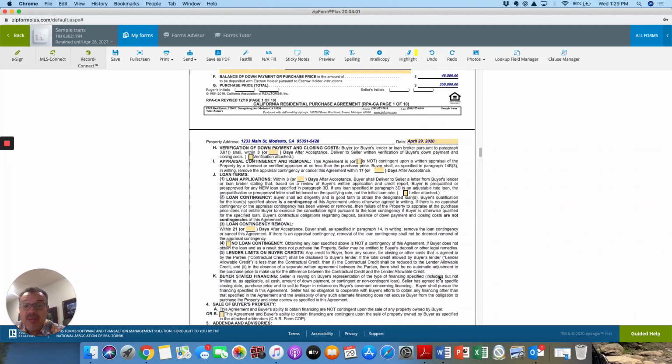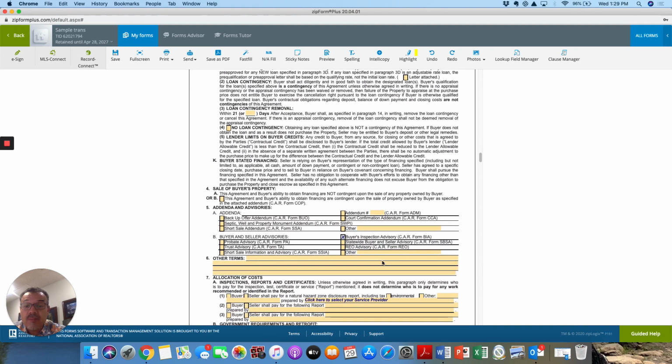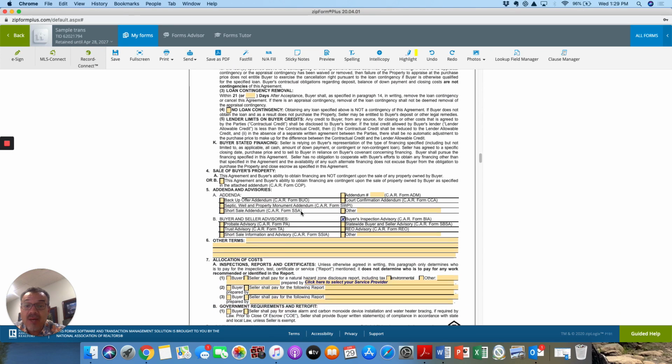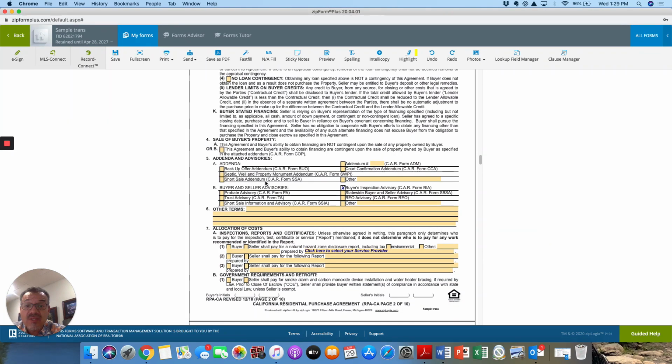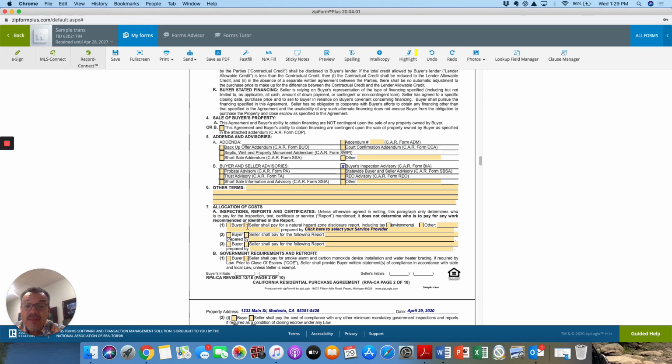Okay. Next page, what we need to put down here, the important stuff is at the bottom. Again, read the stuff that's in here because that's important. If you have any questions, let me know. So here's where the seller is the one who pays for the natural hazard zone disclosure. Down here, you can get rid of this. Just put seller's choice.